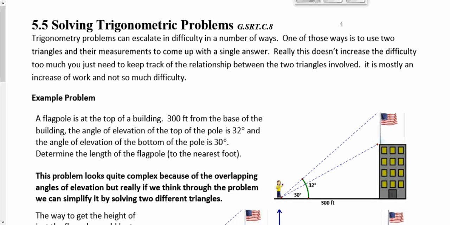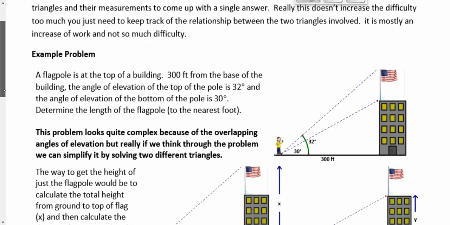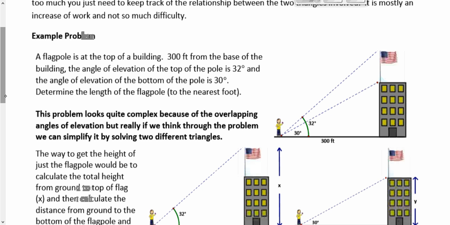Slightly more advanced trig problems, okay? So, let's take a look at this first example here. We've got a flagpole at the top of a building, right? And 300 feet from the base of the building, we have an angle of elevation of 32 degrees. Notice that arc means it's that whole angle, okay?